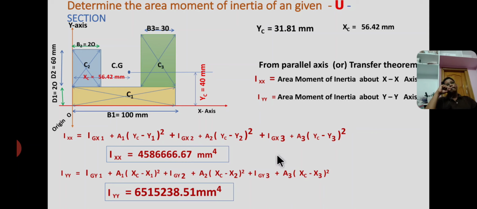Okay, where gx, gy are the centroidal axis, cz is the centroid of a u section.